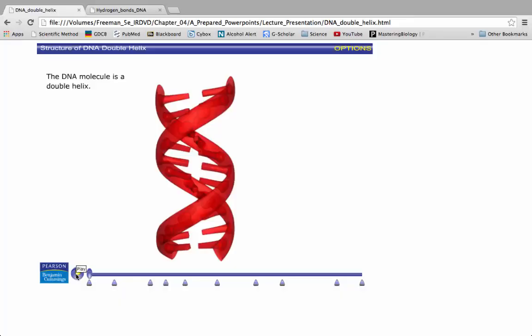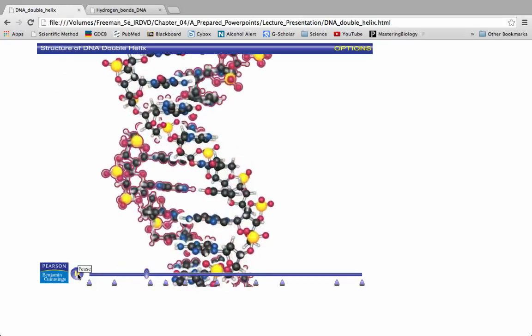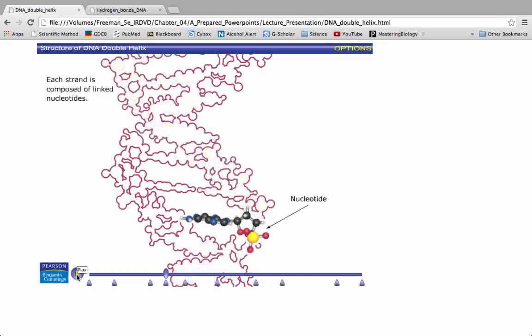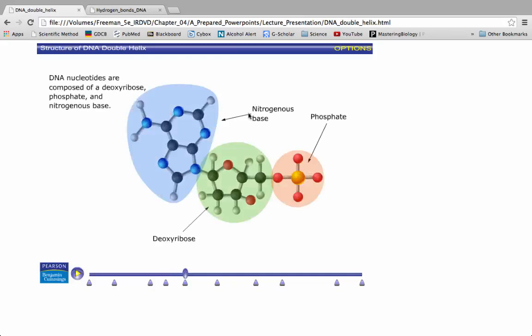So we now know that DNA is a double helix composed of 2 strands. You can see the sugar phosphate backbone of the 2 strands. So there's one strand, and then the other strand runs in an anti-parallel direction. The strands are composed of individual units called nucleotides, and these nucleotides in turn are composed of a nitrogenous base, a deoxyribose sugar in the case of DNA, and a phosphate group.